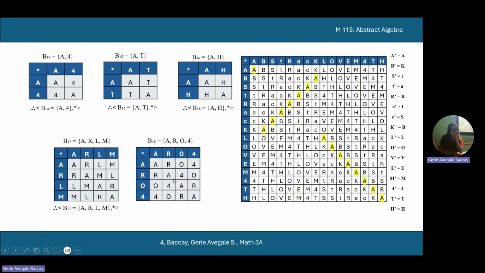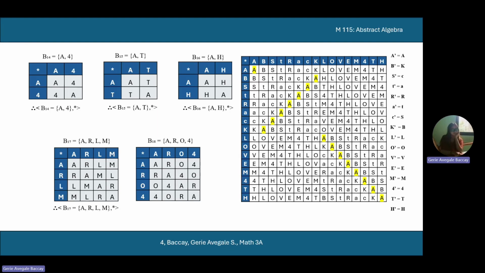The resulting elements are within the subset. It satisfies the closure, or the first condition for being a subgroup. There is also a row and a column that matches the outer top row and outer left column. So the identity element is A, and the identity element of G is in H, or B sub 18. So it satisfies the second condition.